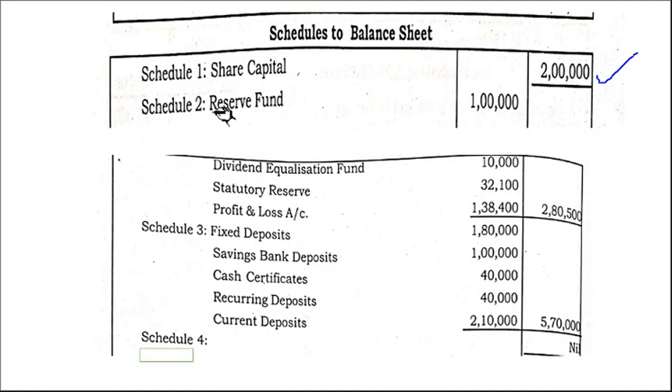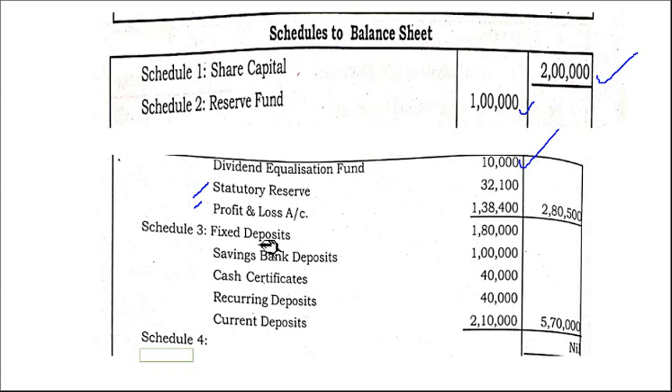Because this reserve fund they have given in the problem 1 lakh, but dividend equalization fund is given 10,000. So in the adjustment they have given statutory reserve, transfer to statutory reserve. This too you will get from your profit and loss account. So once your profit and loss account is prepared, then you can write this value. Okay, so leave some space and go to next one.